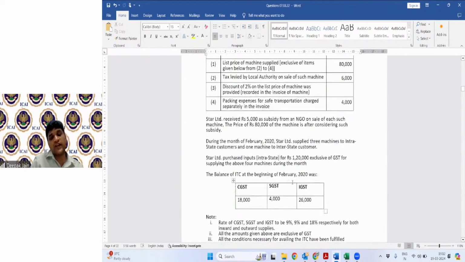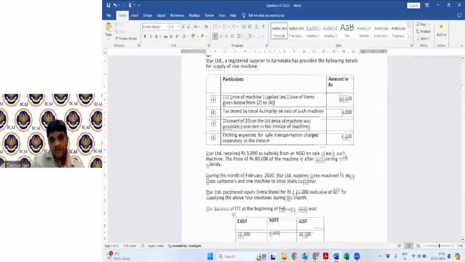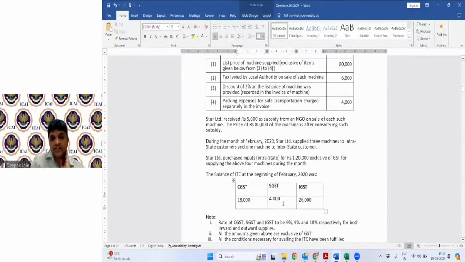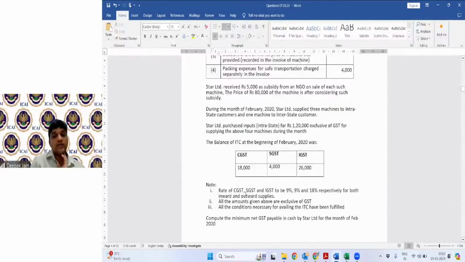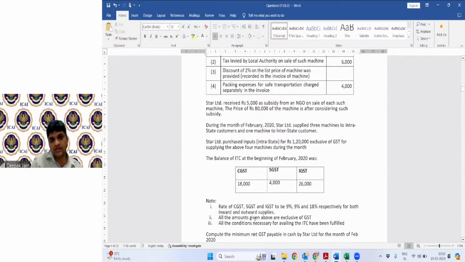Now, the balance of ITC at the beginning of February 2020 was as follows: CGST 18,000, SGST 4,000, and IGST 26,000 rupees. Note the rate of CGST, SGST, and IGST is to be 9%, 9%, and 18% respectively for both inward and outward. All the amounts given are exclusive of GST. All the conditions necessary for availing the ITC have been fulfilled. Now compute the minimum net GST payable in cash by Star Limited. This I think we had taken up, but let's brush this up.